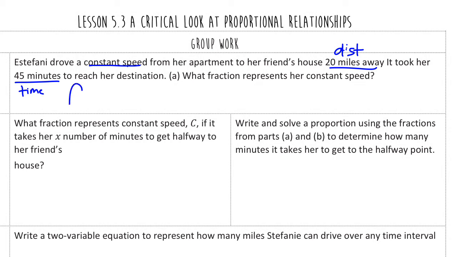Okay, well, we know constant speed is distance over time. So I need to pick out what the distance was and what the time was, and if I need to, I can maybe even simplify it. The distance was 20 miles. The time was 45 minutes. Can I simplify this? Yes, we can. 5 goes into 20 and 5 goes into 45.